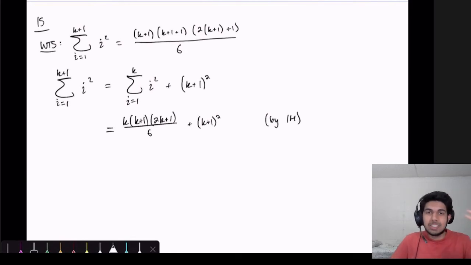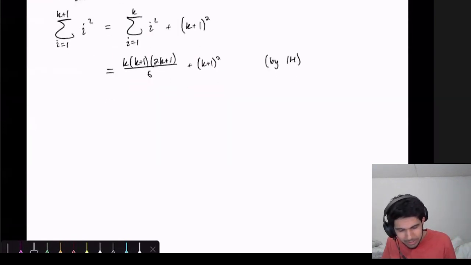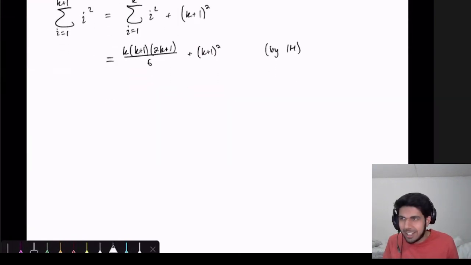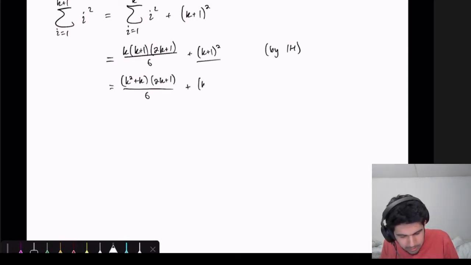Now it's just a matter of simplification and hoping and praying that we get this right-hand side. So it requires a little bit of time and effort, but we'll get through it. We're going to do a couple of things at once. So first we'll multiply this. This is (k squared plus k) times (2k plus 1), all of this divided by 6. And then we'll multiply this out. So k squared plus 2k plus 1.